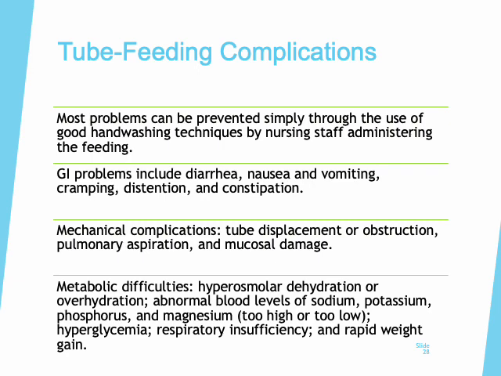Mechanical complications can also exist. The tube may be displaced or obstructed. It may lead to pulmonary aspiration if it's in the wrong spot, and it can cause mucosal damage as well.